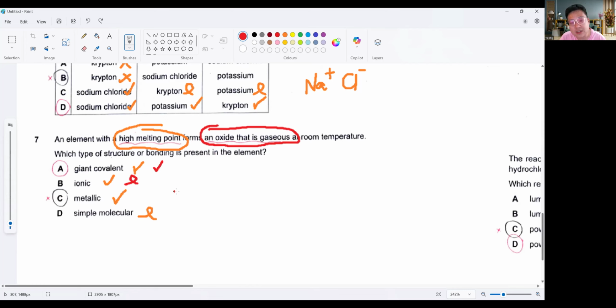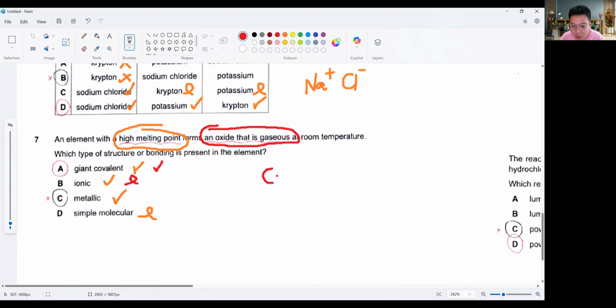This one we cannot really say, because we can only say it if all the ionic forms an oxide that is gaseous. But sadly, only some of them form an oxide that is gaseous, some do not. Or if you all want to know even clearer, you don't need to think that deep. You just think back in your syllabus. Have you studied ionic that can form an oxide that is a gas at room temperature? No. Most of the time, ionic, when they form an oxide, is a solid at room temperature.